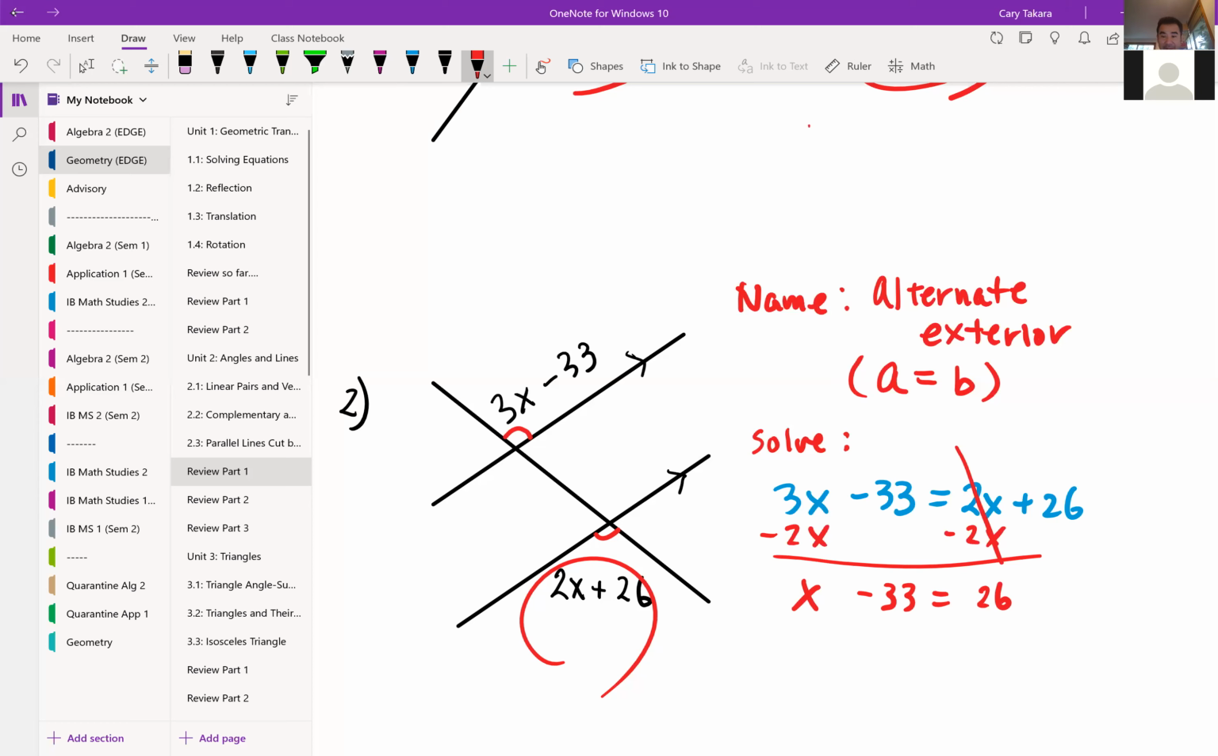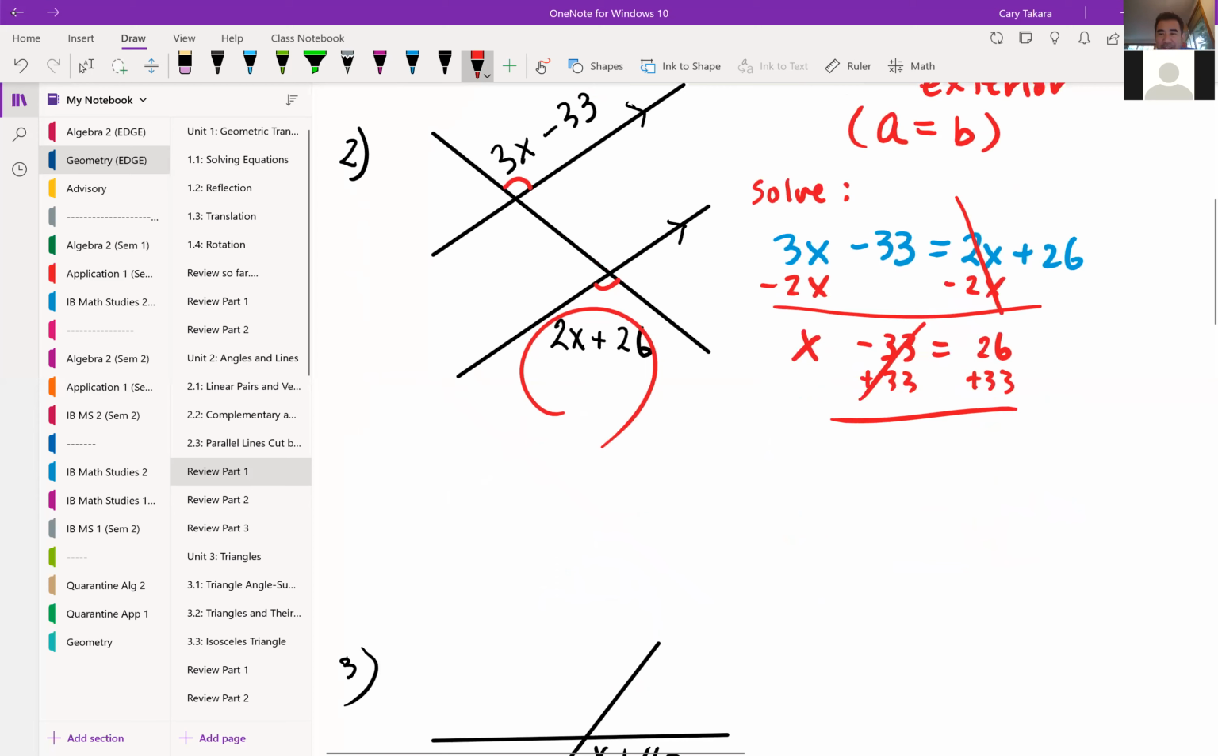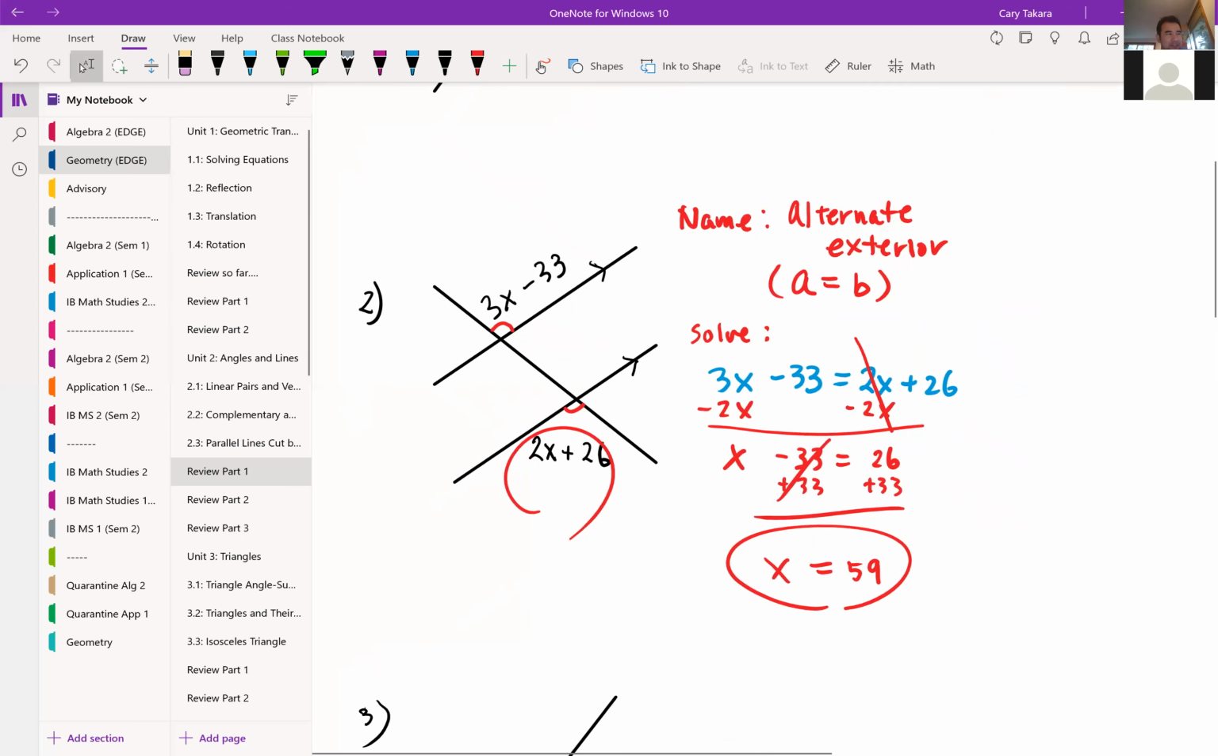And then what's the last step? Add 33. And then you've got x equals. Isn't that what you want? You're solving for x. You want to get to the point where it says x equals. And x equals 59. Okay, please write it down.